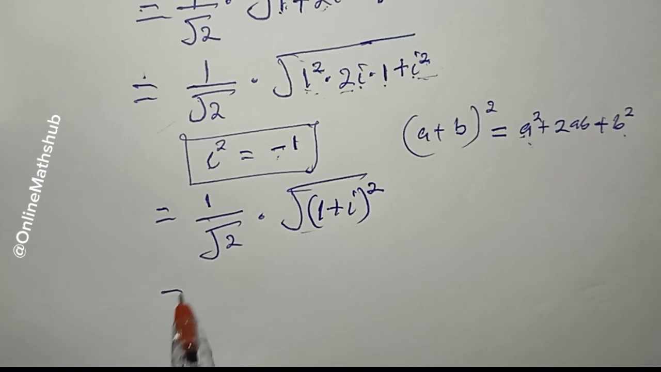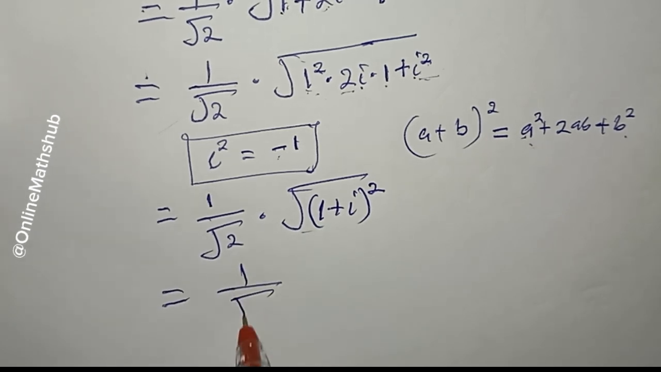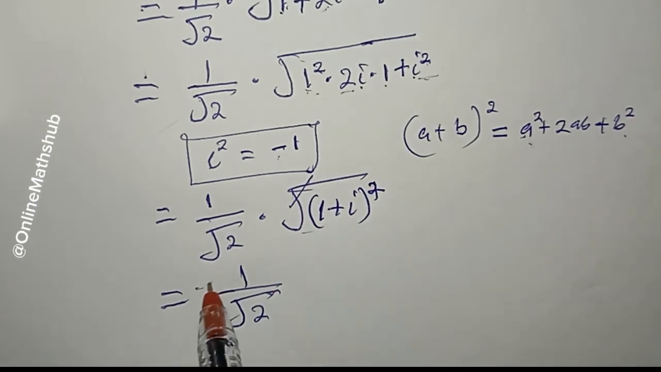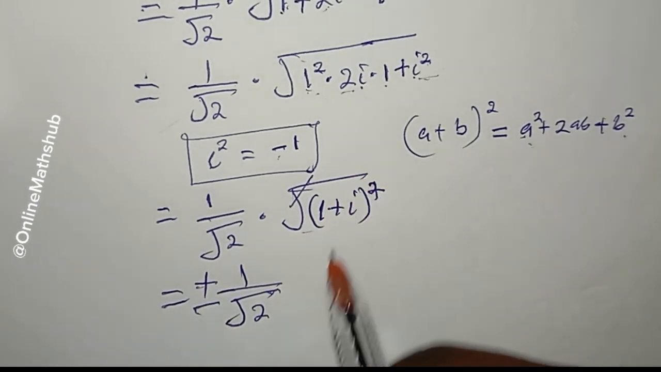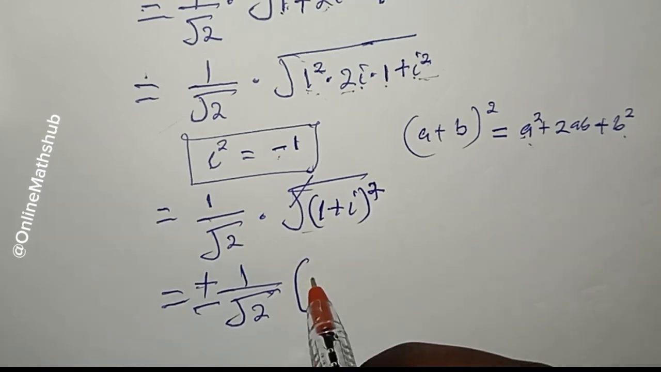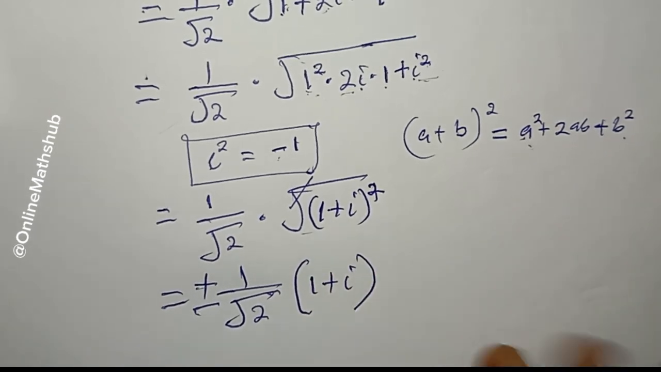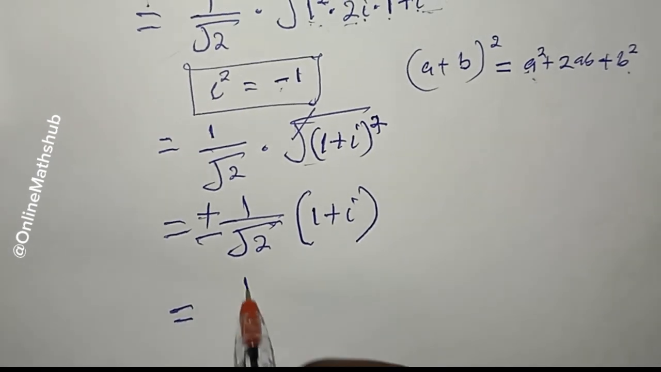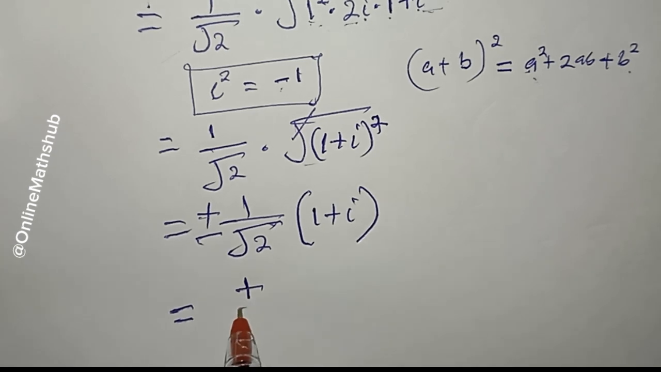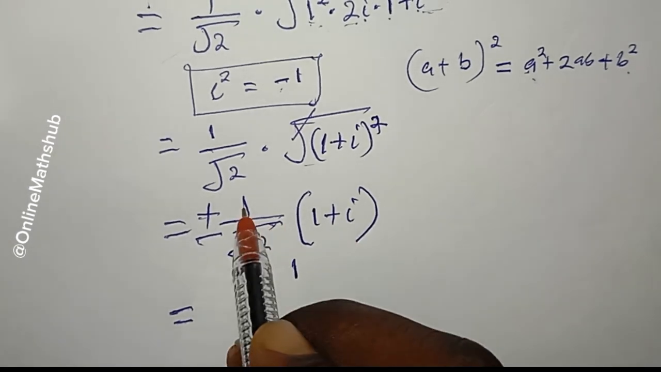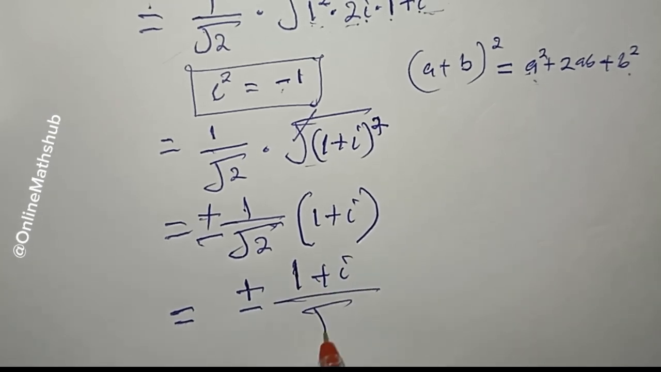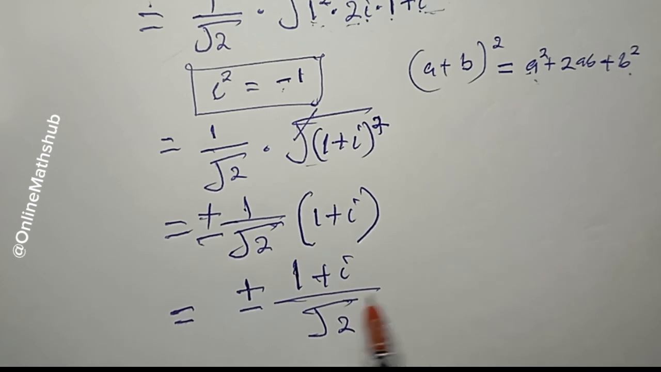Moving on, what I'm going to be having is now 1 over root 2. So this can cancel this, and by doing that I'm going to have plus or minus 1 over root 2 multiplied by 1 plus i. If you now go ahead to simplify this, you see that our answer is plus or minus 1 plus i all divided by root 2. And of course you can also go ahead to rationalize this root 2 right here.